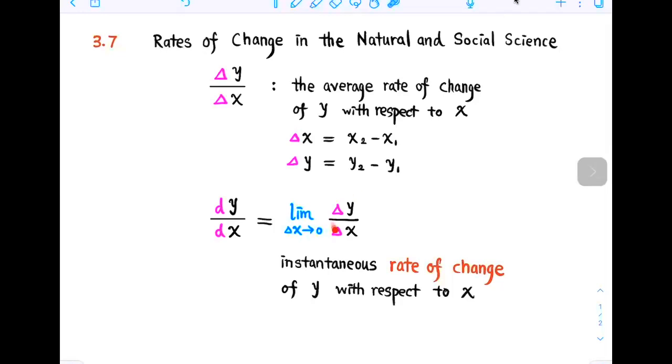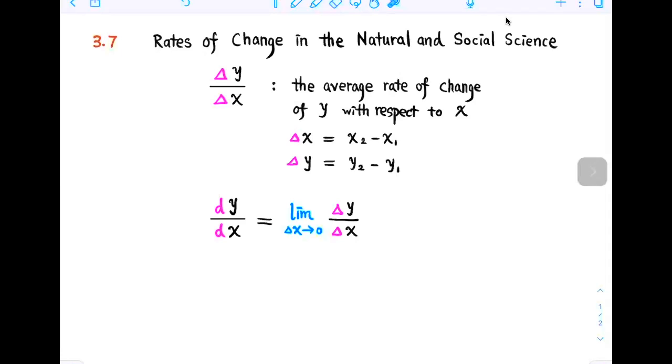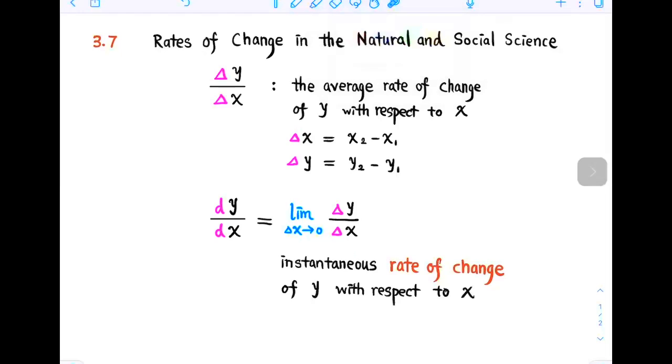The limit of this difference quotient as delta x approaches 0 is the derivative of y with respect to x, and can be interpreted as the instantaneous rate of change of y with respect to x. Using Leibniz notation, we can write it as dy/dx. Whenever the function y equals f of x has a specific interpretation in one of the sciences, its derivative will have a specific interpretation as the rate of change. And today, we're going to focus on physics.